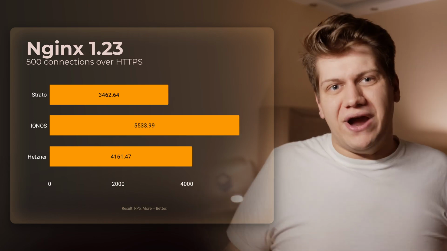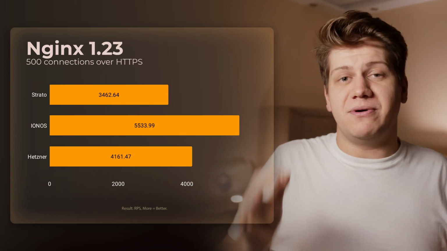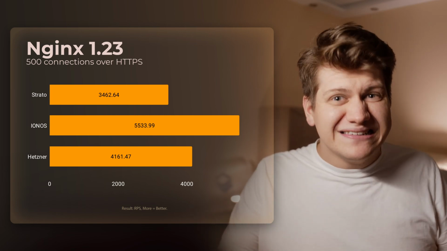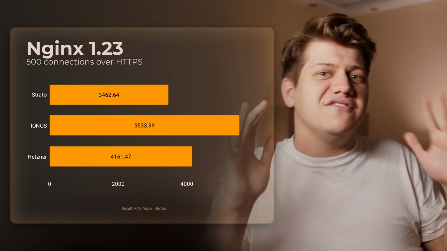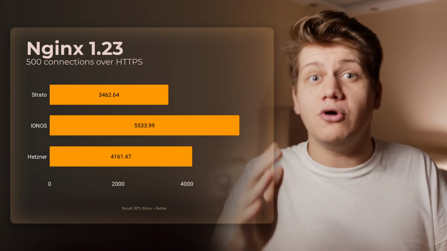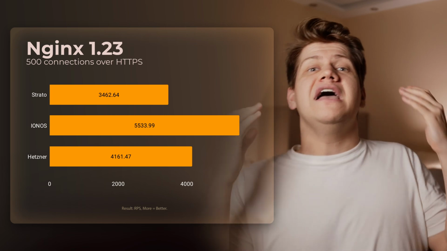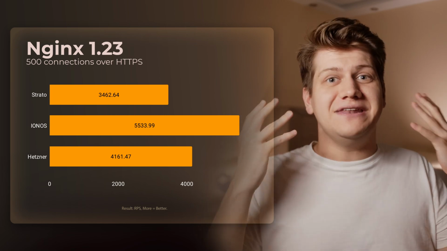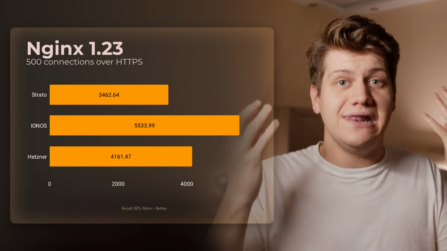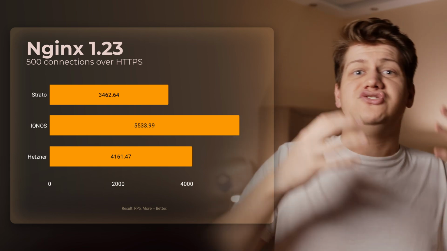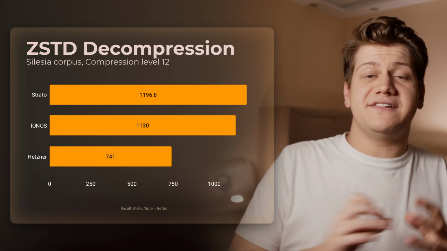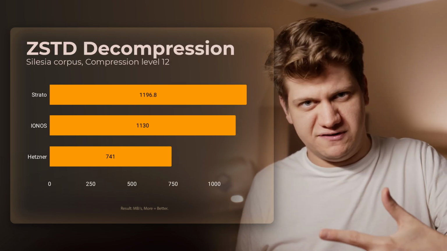NGINX performance is great, thousands of requests per second. For this price, amazing results for all of them. If you have 1000 requests per second on average, it means that you have 60,000 in a minute. That's a lot of concurrent visitors on your site, and you pay just a couple of euros per month.